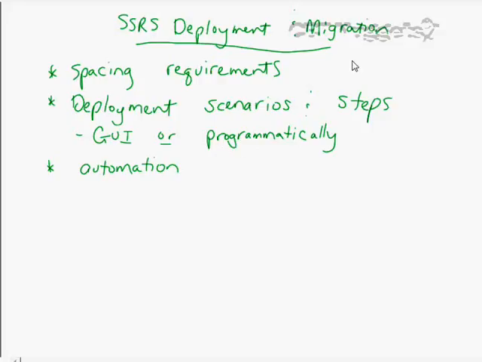Then the last thing we talked about was automation. So we delved a little further into using our WMI provider to programmatically make modifications. We also looked at our rsconfig.exe tool, which lets us do things such as set the unattended execution account.